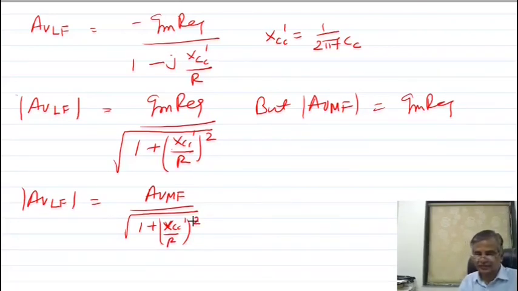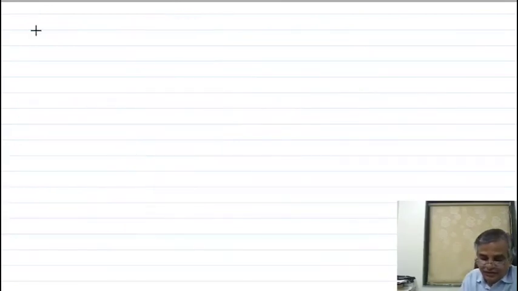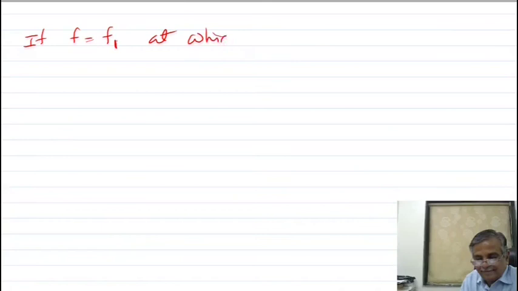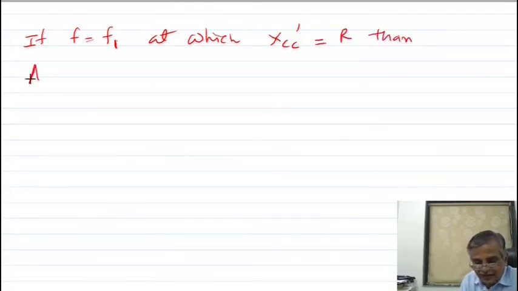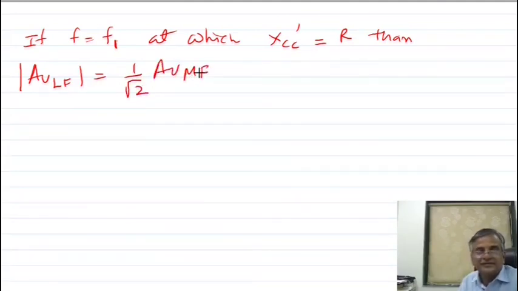Now look again. If F is the frequency at which XCC dash is equal to R, then gain of the amplifier at low frequencies is 1 by root 2 times gain of the amplifier at mid frequency. That is like this.